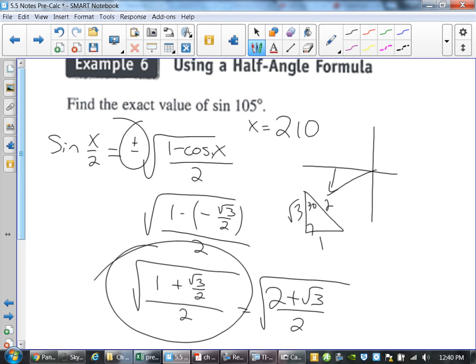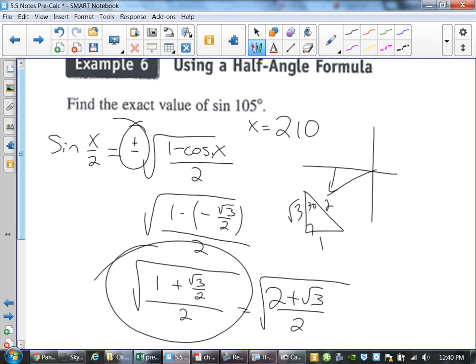Well, the plus or minus value depends upon where the original angle lies. The original angle was the sine of 105. Sine of 105 is in the second quadrant, correct? Is sine positive or negative in the second quadrant? Positive, so my answer is positive. If it was negative, it would have been a negative answer. That's why there's that plus minus value.